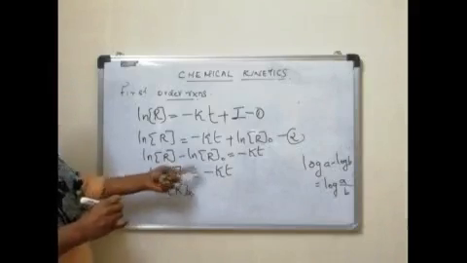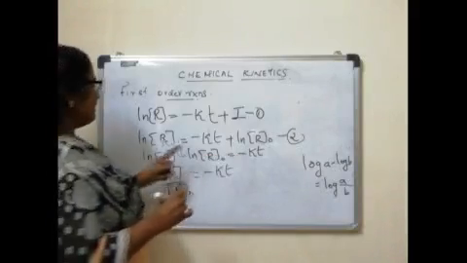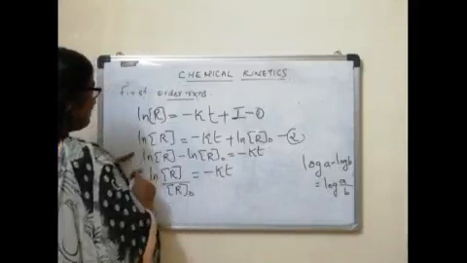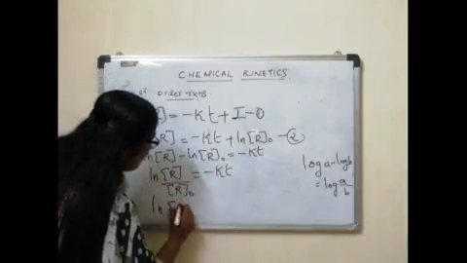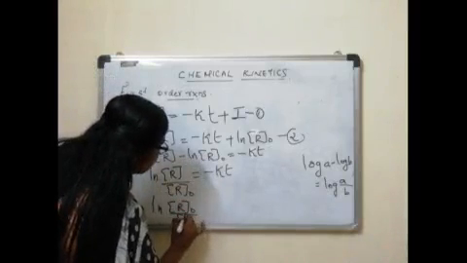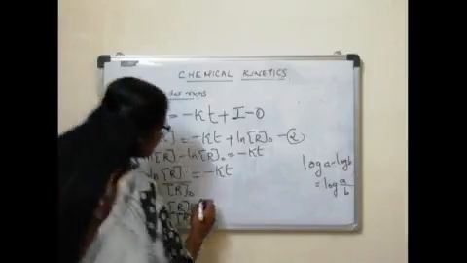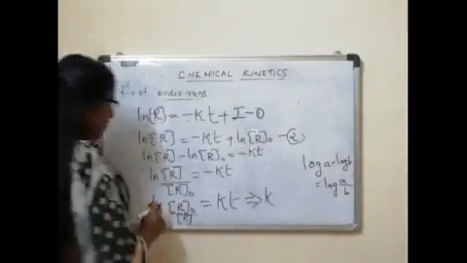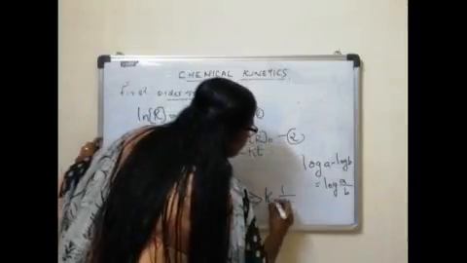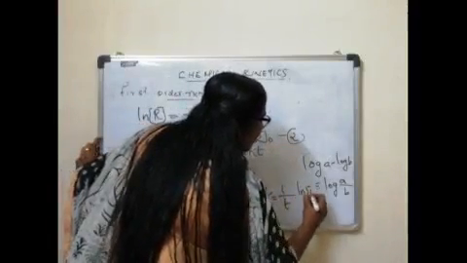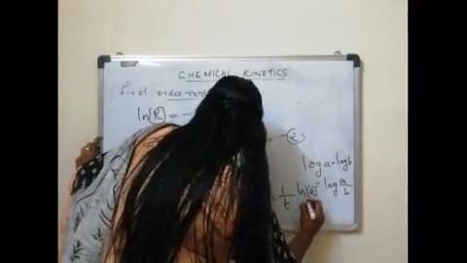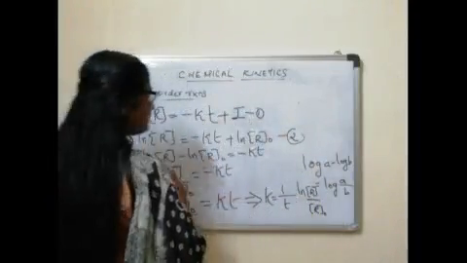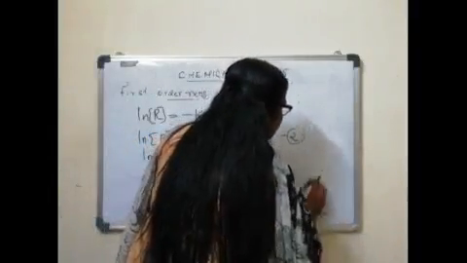If we multiply with a negative sign, this becomes minus ln R and plus ln R0. So we can write ln R0 by R is equal to kt, by inverting R0 by R. This implies k is equal to 1 by t ln R0 by R. Very important equation: k is equal to 1 by t ln R0 by R.